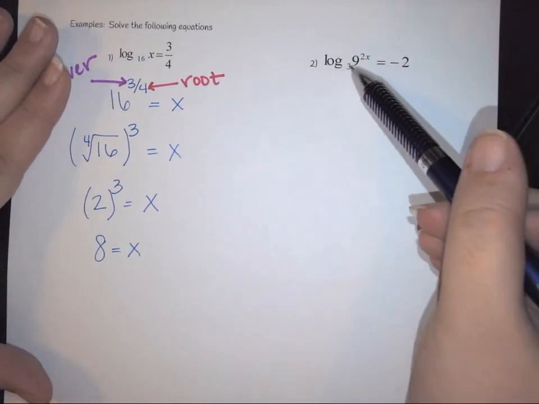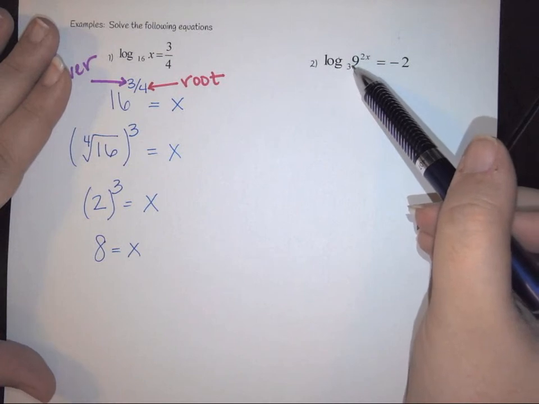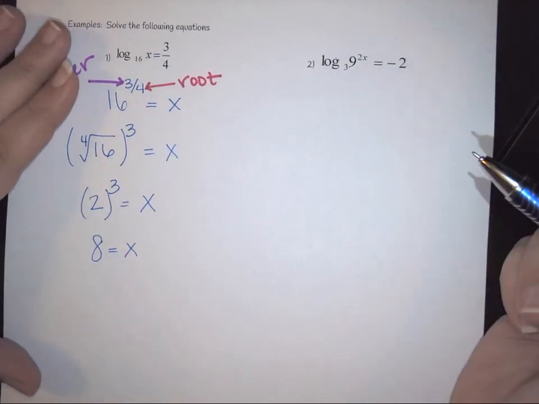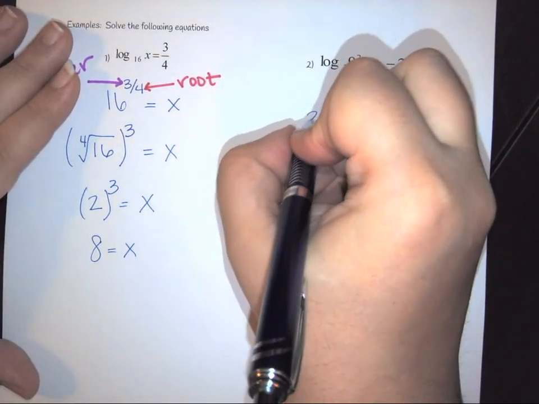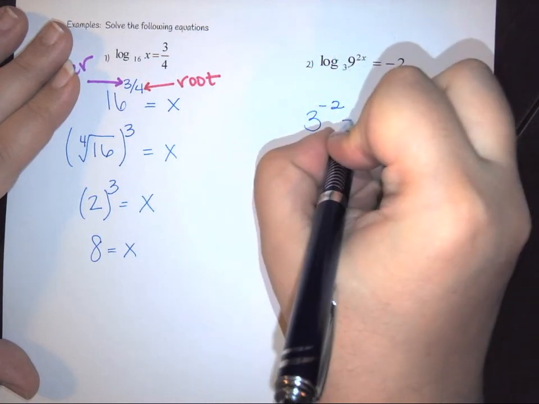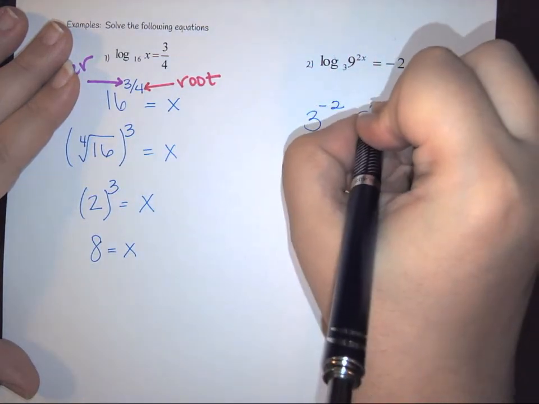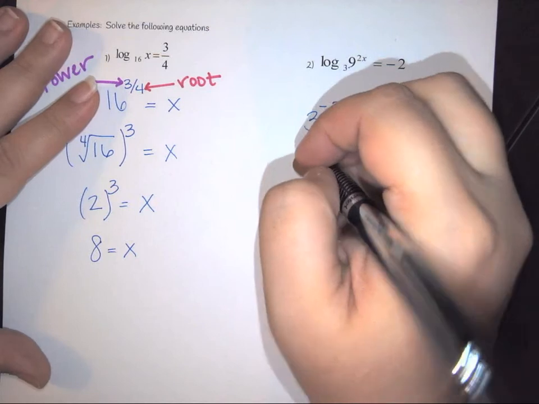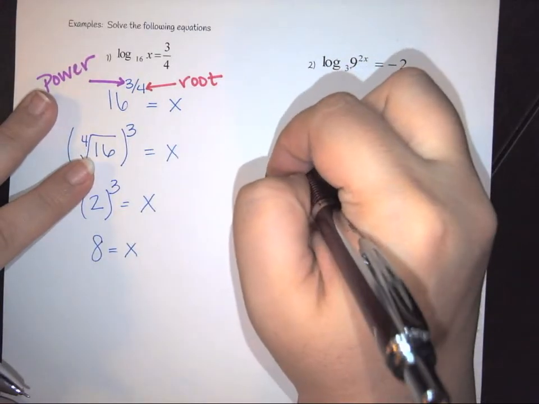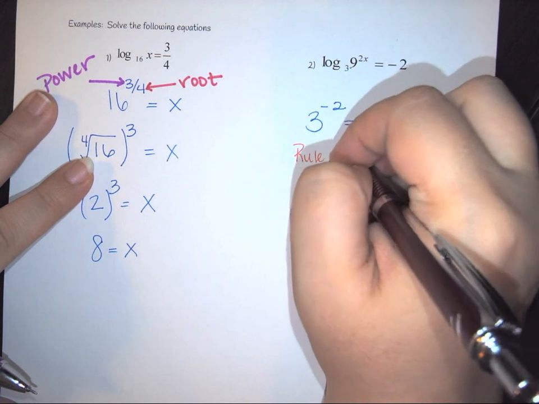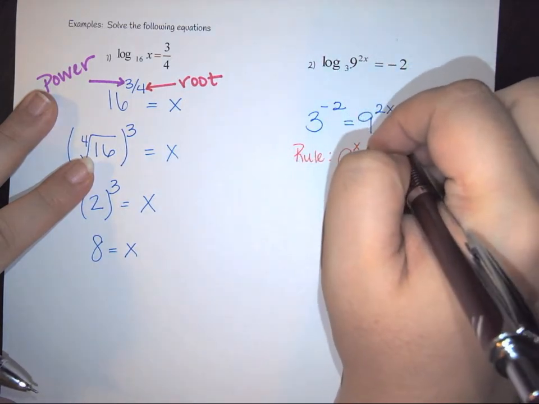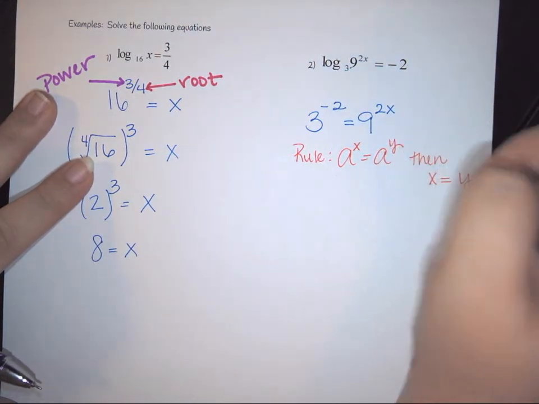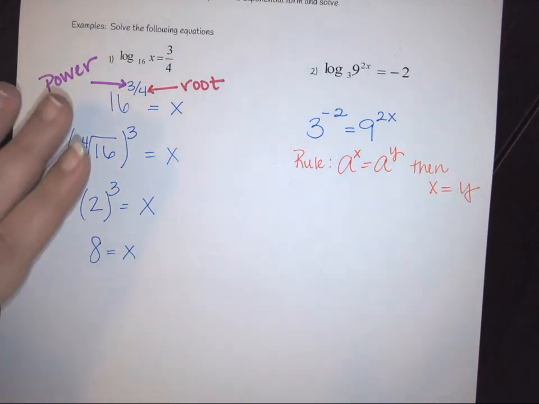Now let's look at this other one. Here I have a base of 3, and I'm looking at 9 to the 2x. So I'm going to rewrite this again, and it's going to become 3 to the negative 2 is equal to 9 raised to the 2x. Here I want to apply the rule that says if a to the x equals a to the y, then x equals y. So if your bases are the same, then your exponents are the same.